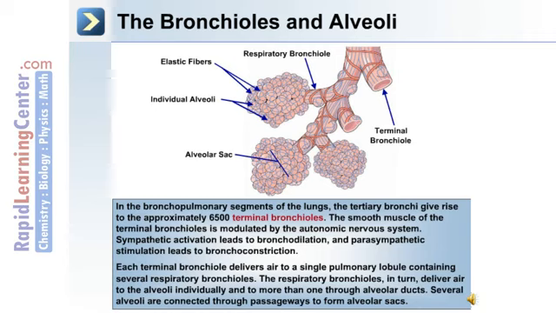The smooth muscle of the terminal bronchioles is modulated by the autonomic nervous system. Sympathetic activation leads to bronchodilation, and parasympathetic stimulation leads to bronchoconstriction.